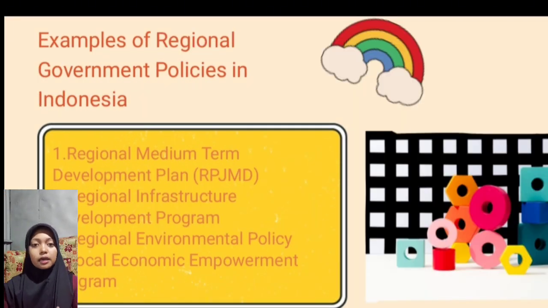Next is example of regional government policies in Indonesia. The first is Regional Medium Term Development Plan or RPJMD. The second is Regional Instructor Development Program. The third is Regional Environmental Policy, and the last is Local Economic Empowerment Program.